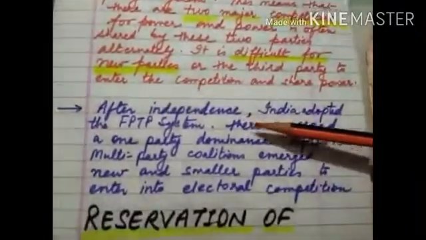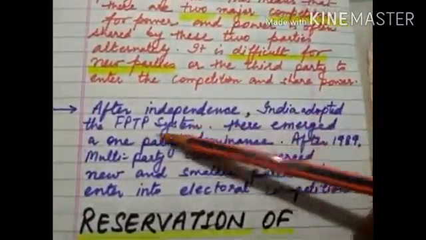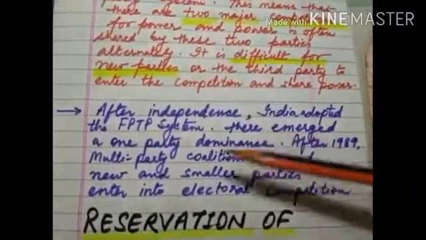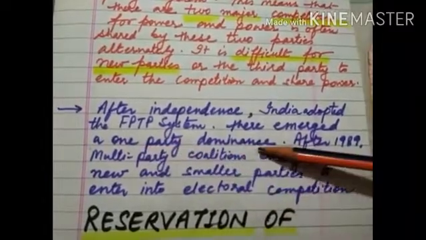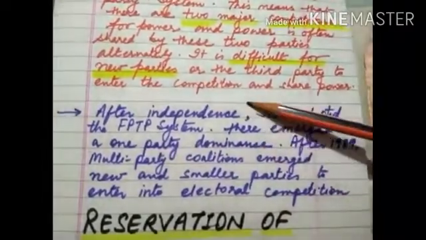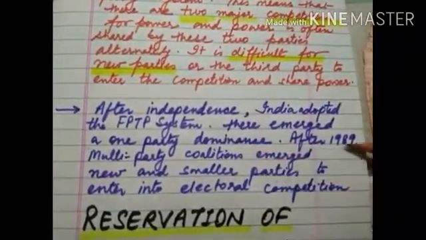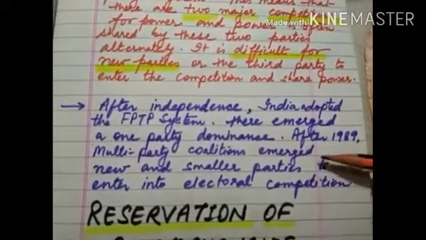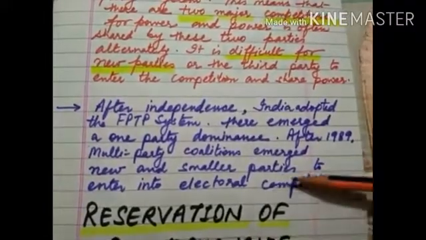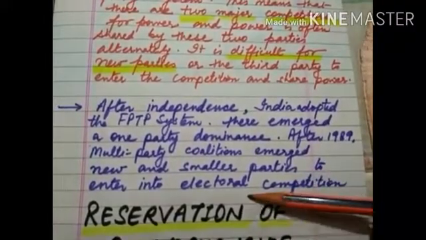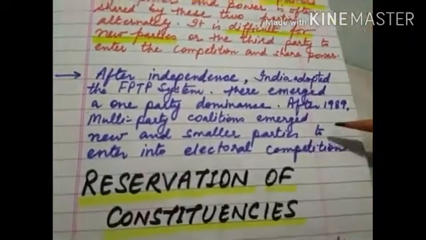आफ्टर इंडिपेंडेंस इंडिया अडॉप्टेड फर्स्ट पास्ट द पोस्ट सिस्टम एंड देयर एमर्ज्ड अ वन पार्टी डोमिनेंस. यू नो, after independence there was the domination of Congress party only, but after 1989 multi-party coalition emerged, allowing new and small parties to enter into electoral competition.